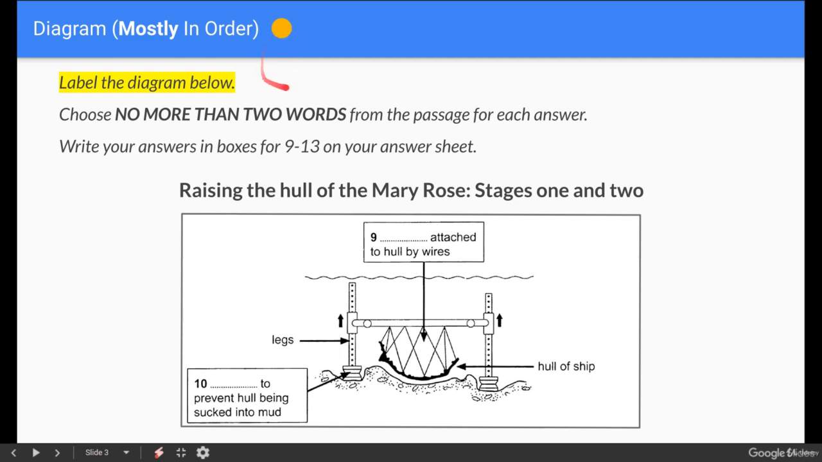As you can see, it's at a medium level of difficulty. And these questions go mostly in order. So that means that 80 to 90% of the times, these questions are going to be in order.